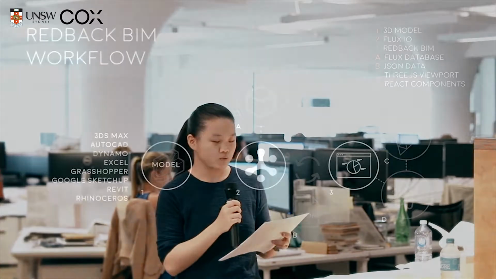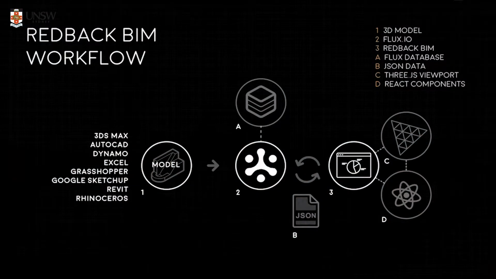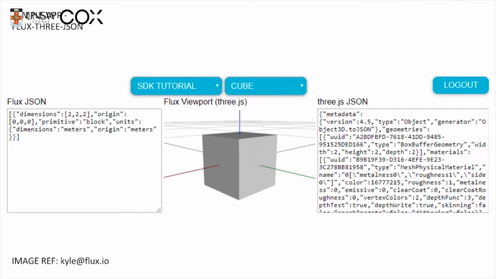So we revised the workflow for Redback BIM to allow multiple users to push data from compatible architectural software to Flux and preview, interact, and edit the geometry in their Flux viewport, which is made of Three.js, as well as pushing data into React components so that the users can interact with the model through the application. With the help of Kyle Maxwell, an engineer from Flux, he was able to put together a sample open source React application which could interact with the Flux SDK. And from here, we built on top of this application.